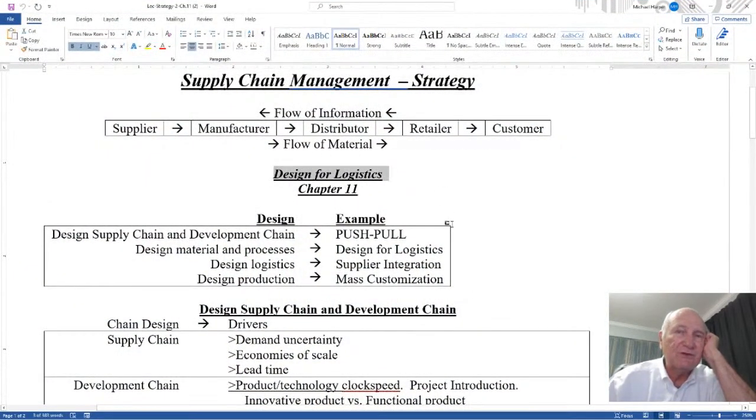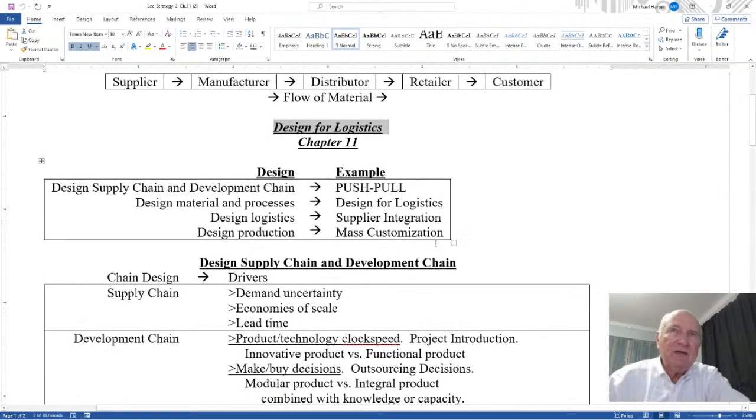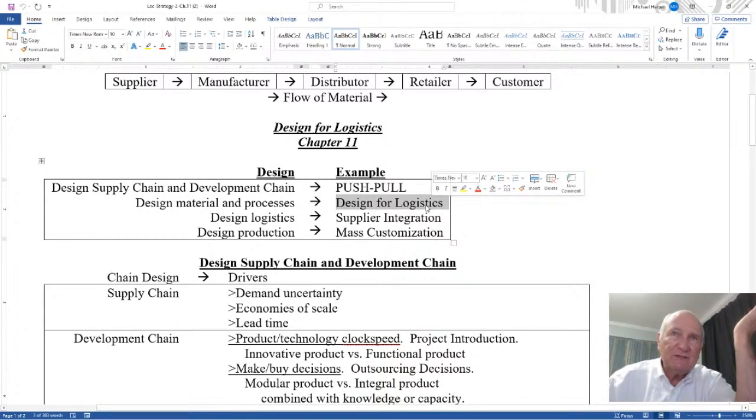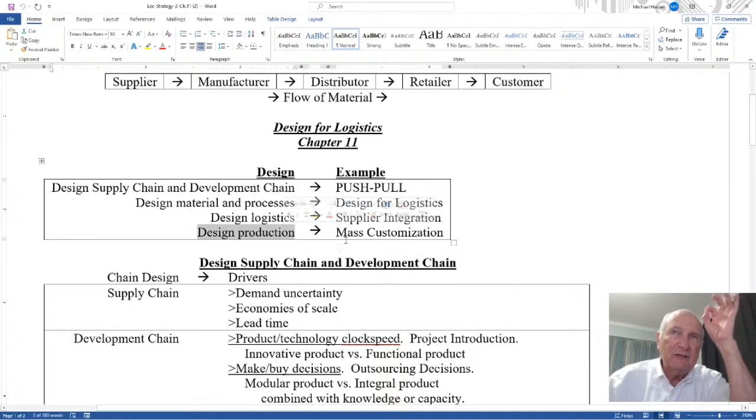Let's go to design for logistics. Now let's go to the logistics part. Okay, for the logistics in Chapter 11, they break this up into 4 different stages. The first is the design supply chain, that's the logistics of developing the actual product. For example, push-pull would be a strategy. Or you can design the material or design the processes, and there's where you design for logistics. For example, design for logistics is packaging, and then design for logistics could be supplier integration upstream, and finally the design of the production would be, as an example, mass production.